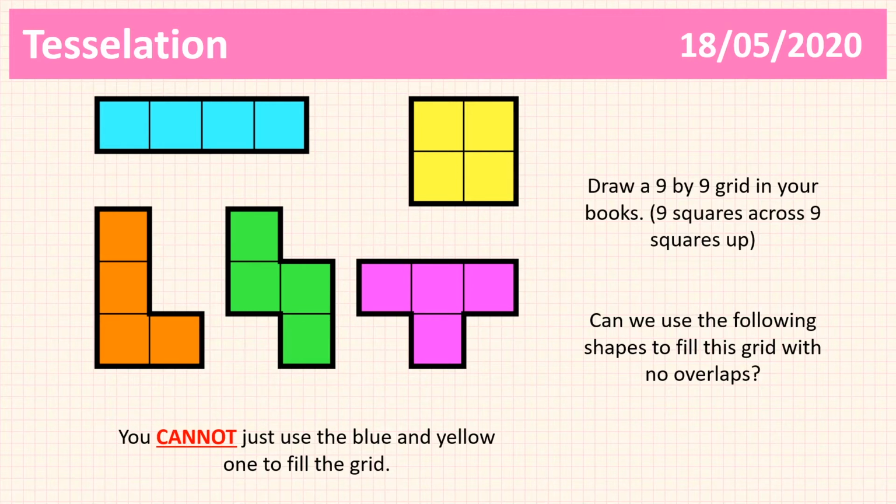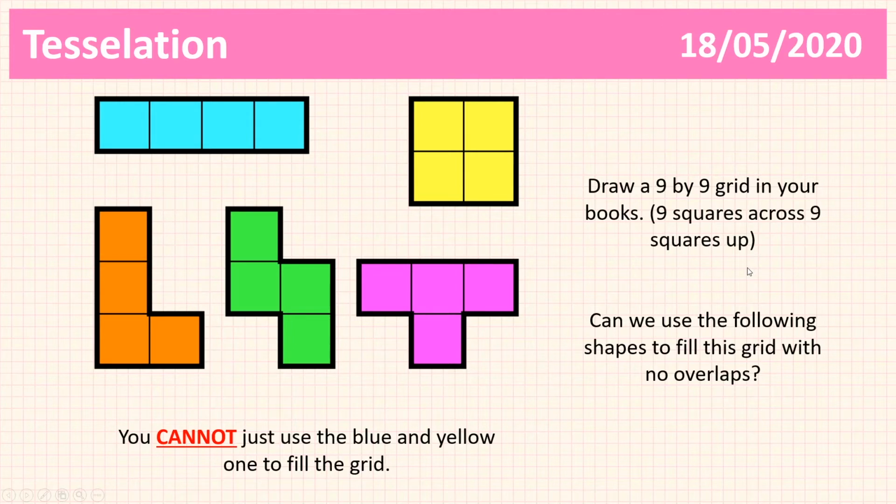So your first task is, using these shapes, you are going to try and fill a 9x9 grid. Using these shapes alone, you're going to try and fill the 9x9 grid. The only issue is you cannot overlap the shapes, and you are not allowed to use just the blue and the yellow one. You have to use all of them at least once, or try to use all of them at least once. You're not allowed to just use two of the shapes. So pause the video, have a go at that, and tell me what you notice.